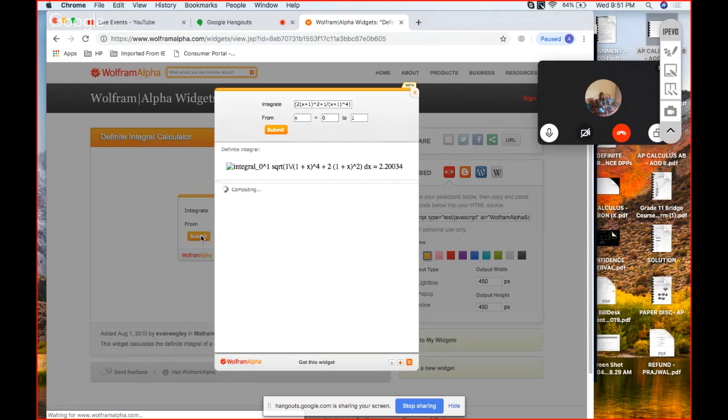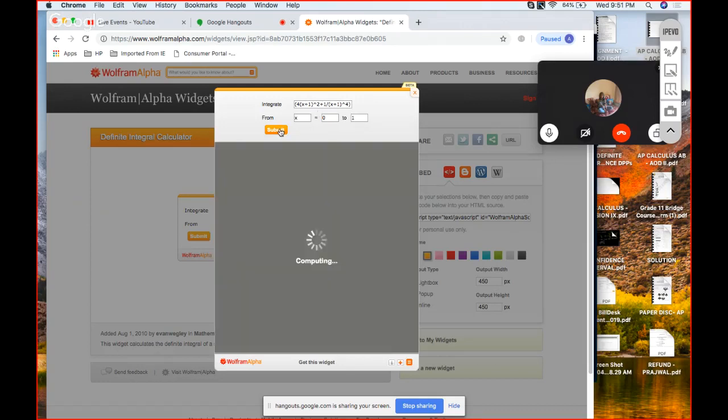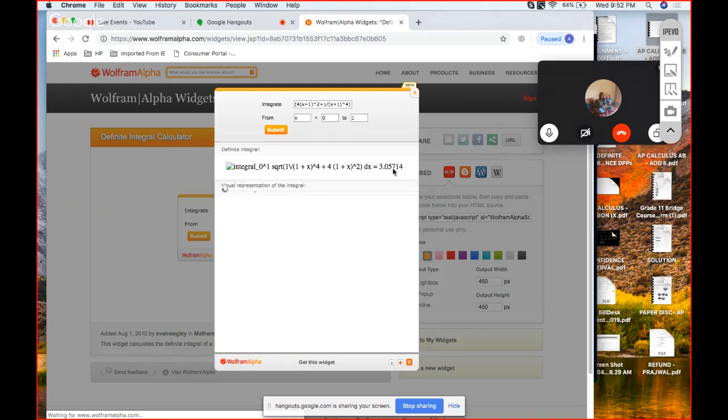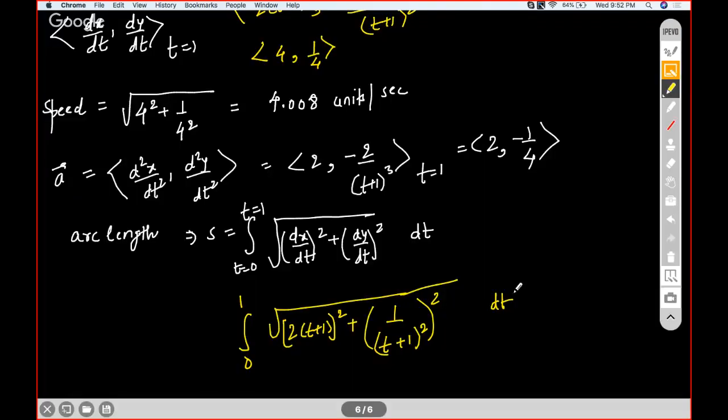It's computing a visual representation of the integral. Did we write something else? 2.2. How is it 2.2 now? Oh, that's 4. This is 4 over here. Yeah, 3.057. Cool? Okay, so you have to be very careful where you have to use your arc length. Let's do one more problem.